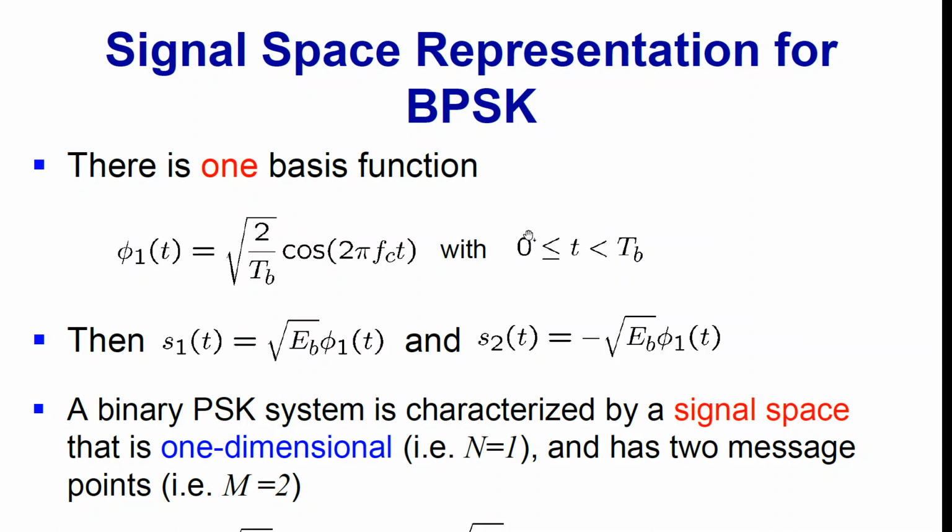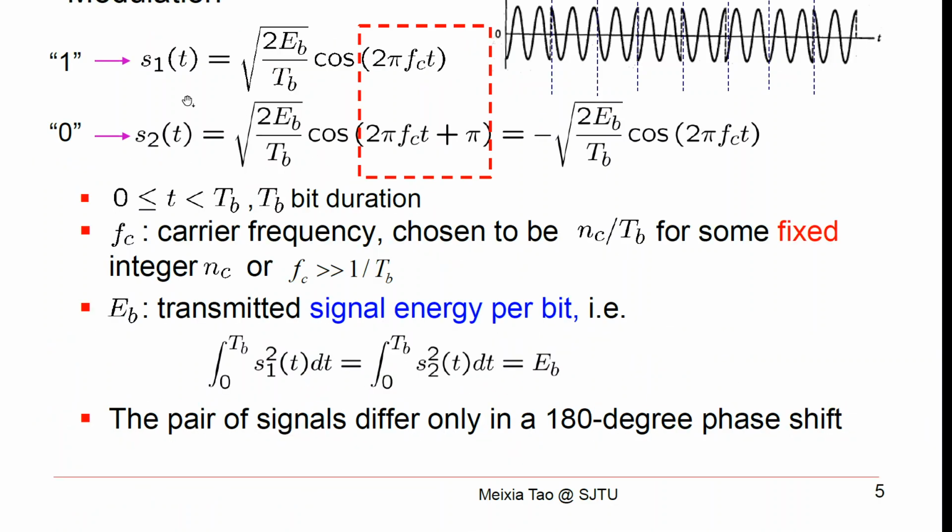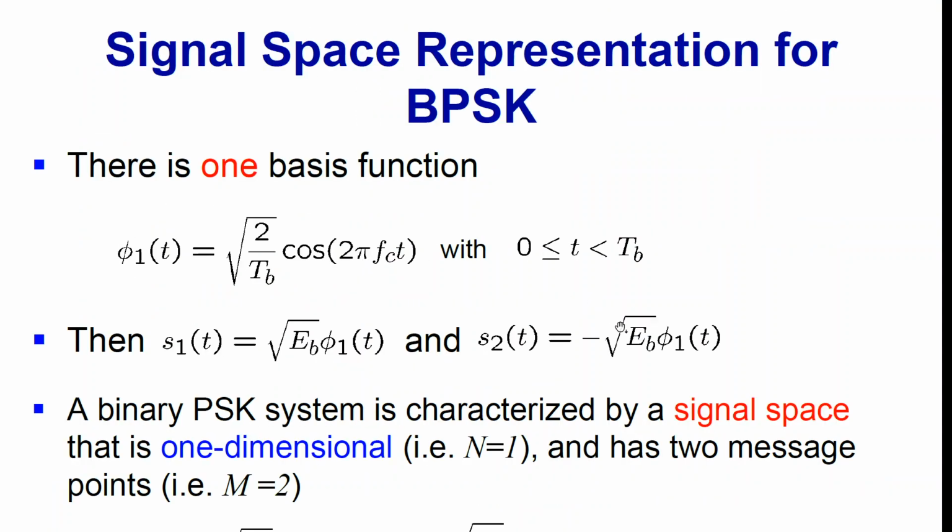If you square it and integrate it between 0 and TB, you will get 1. So this is the basis function phi 1 of t. We have already studied different basis functions before. So using this basis function, I can write S1 of t as root of EB into phi 1 of t and S2 of t as minus root EB into phi 1 of t.